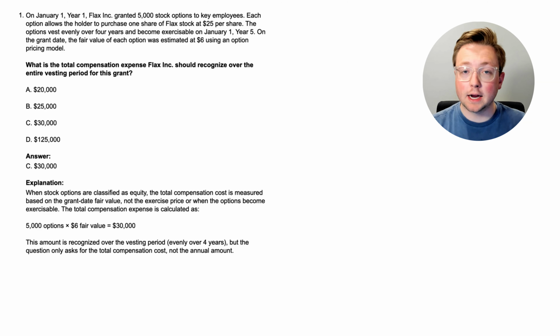And normally you actually only recognize a portion of it each year, but this question was just asking for the full compensation cost that's going to be over the course of the vesting period. So we're going to learn a little bit more about how to break that up in the next questions. But again, the very simple basic idea here is to figure out the compensation cost when it comes to these stock options that are classified as equity. You just take the fair value at the grant date and multiply it by the amount of options. It's very simple. Now let's go to the next question.